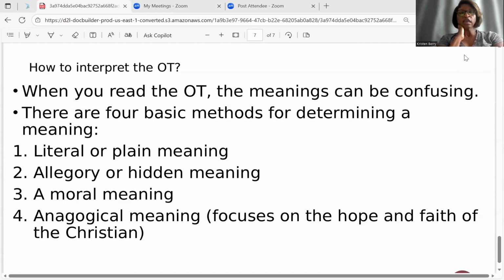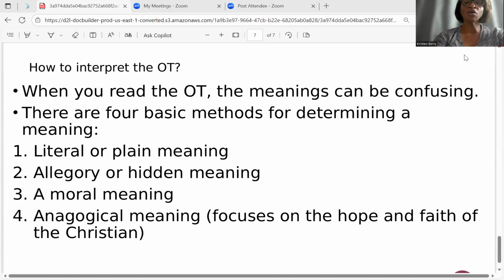The third is a moral meaning, meaning that it has something deeper for you to follow. It could be rules, lifestyle. You're going to see a lot of that, especially in the book of Leviticus. Okay, so a lot of morals telling you how to live your life. You see that a lot too, like moral meanings in the book of Proverbs.